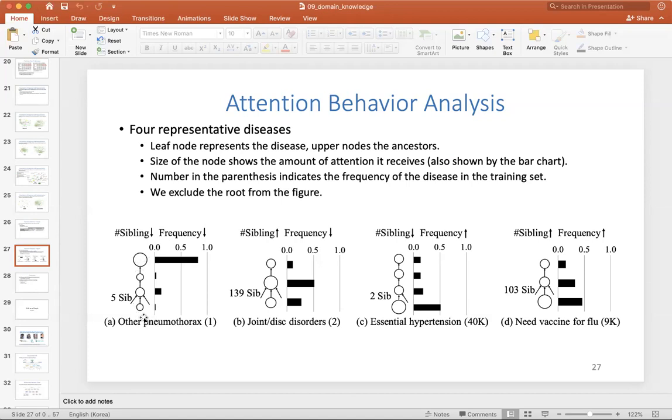because it has such a poor exposure in the training set, and also not a lot of siblings, so not a lot of chances for the parent node to accumulate knowledge. So that is one pattern.